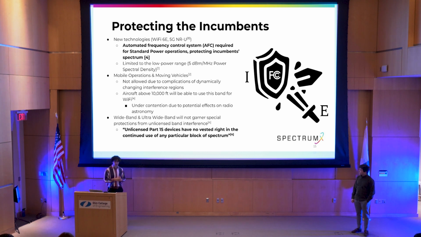So specifically what we're talking about here is that these new technologies that we mentioned earlier have some pretty heavy stipulations about how they can be used and where they're allowed to be used. Specifically, automated frequency control systems, or AFCs, are required for standard power operations protecting incumbent spectrum. And limited low power range mode has also been offered for Wi-Fi indoors. There's a lot around mobile operations and moving vehicles that gets into the nitty-gritty about using the spectrum, which we can go into more in questions, but we're going to move away from that right now.